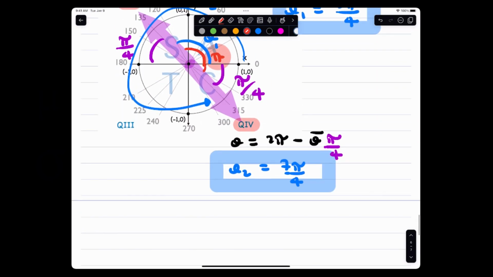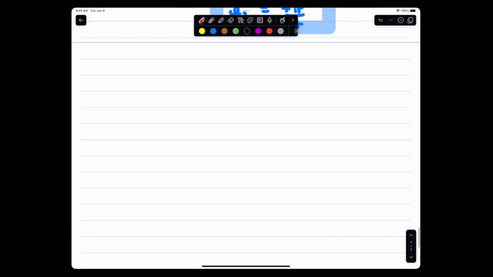Now, I'm going to have you guys try them. They can say solve for x or solve for theta over the interval from 0 to what? 2 pi.